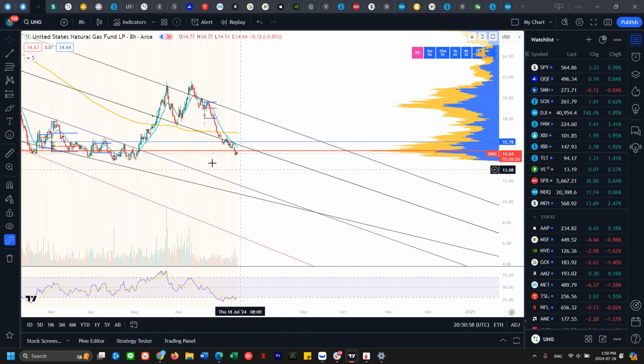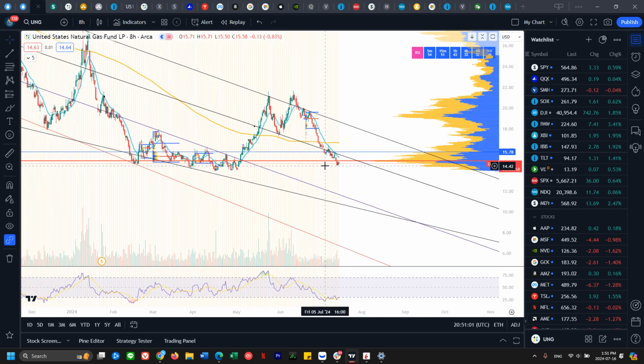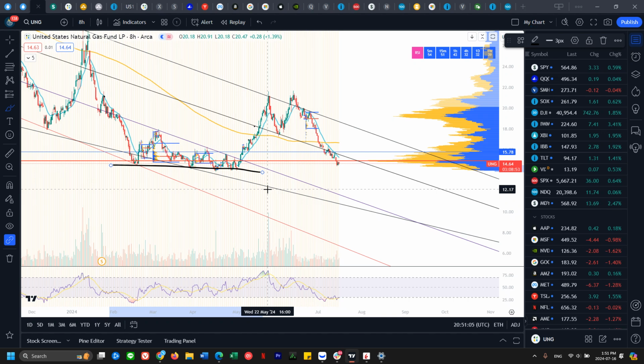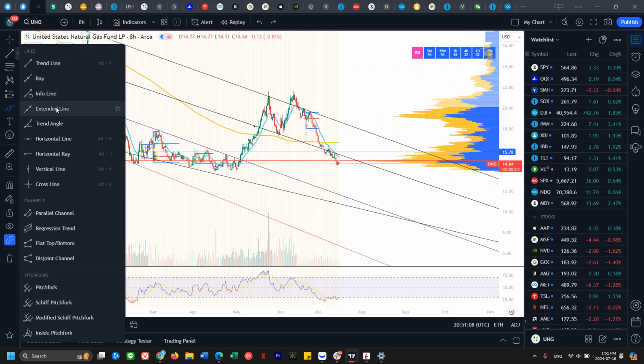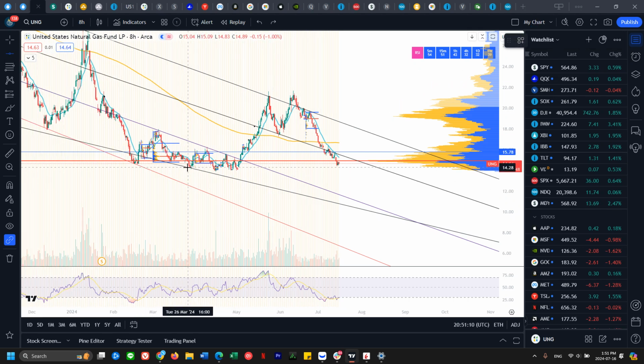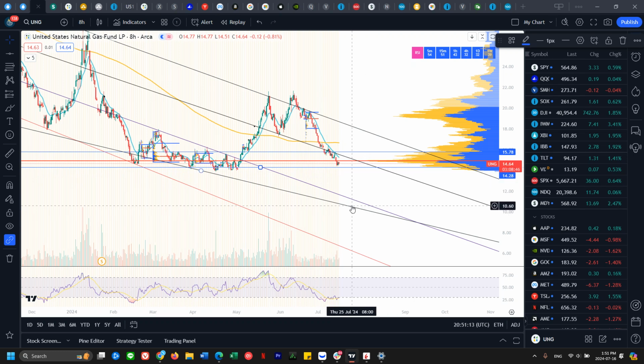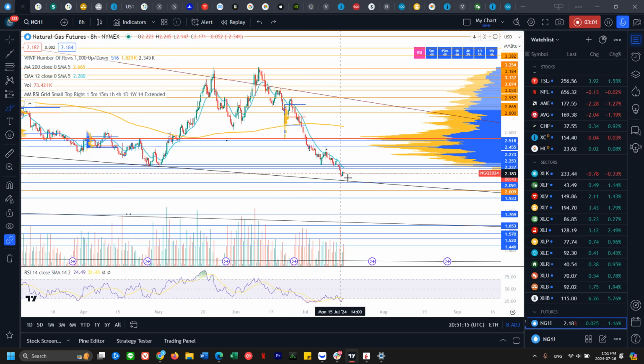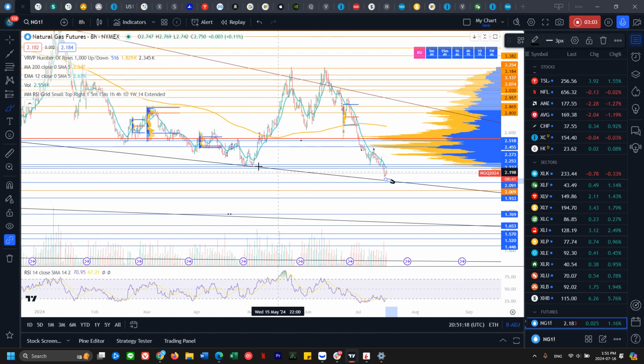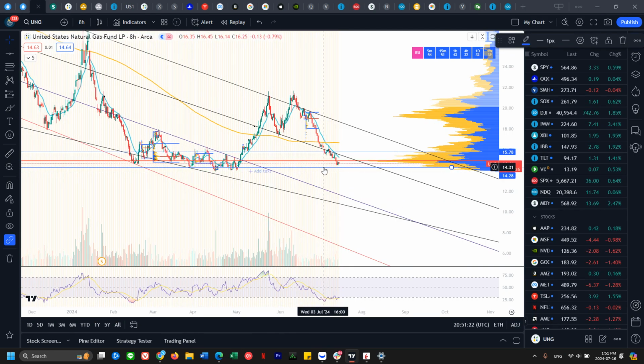UNG, similar idea. As long as NatGas keeps trending down, we're probably going to head a bit lower. But we are coming down to pretty much the last level of support here, around this 14.6. So if NatGas comes down and touches this falling wedge support, then UNG probably hits the same level of support around here as well, and probably slightly lower here, and probably gets a bounce. Let's see if we get a bounce from there or not.